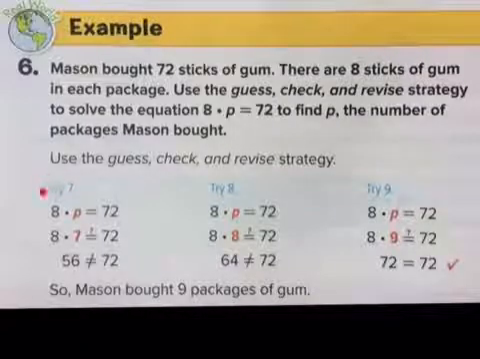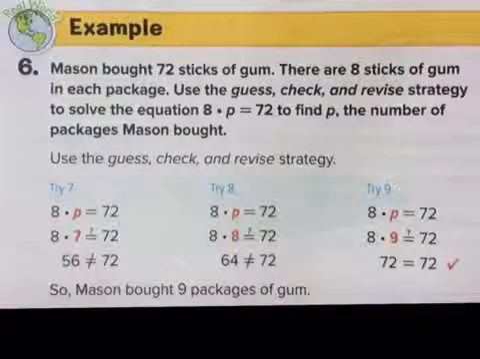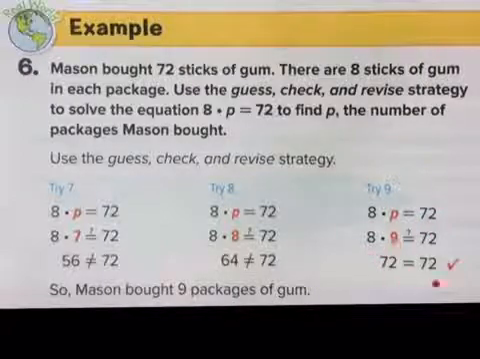Let's see. If we try 7, 8 times 7 is 56. That's not going to work. If we try 8, 8 times 8 is 64. That's not going to work. 8 times 9 is 72. So there it is. That's the guess, check, and revise method.